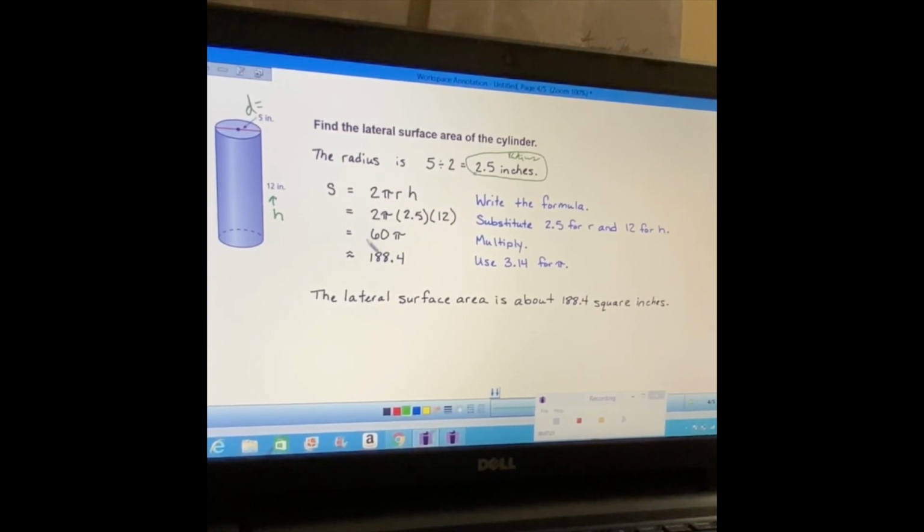Multiply all the numbers together, get 60 pi. Convert pi to 3.14. See, use 3.14 for pi, and we come up with 188.4 square inches. Okay.